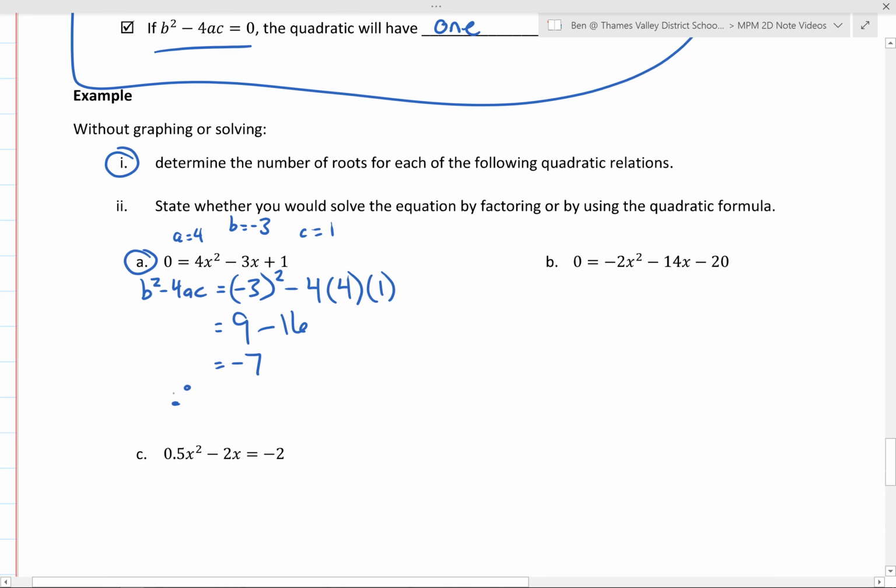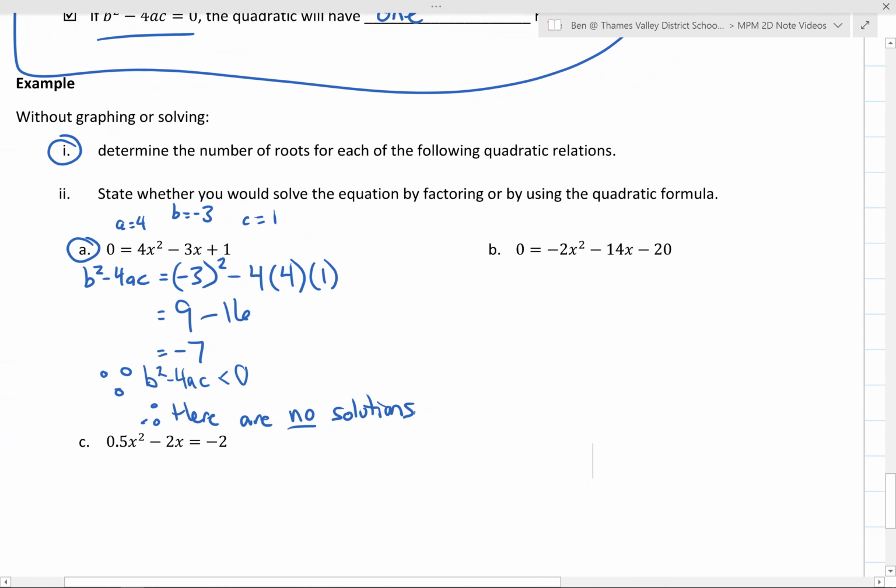Since, and that's what this upside down therefore sign means, it means since the discriminant, b squared minus 4ac, is less than 0, therefore there are no solutions. Fantastic, we'll push right on forward.